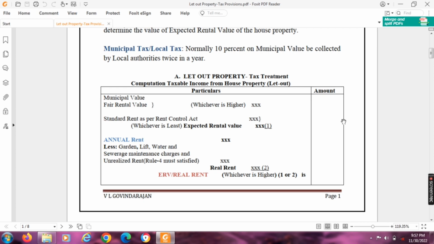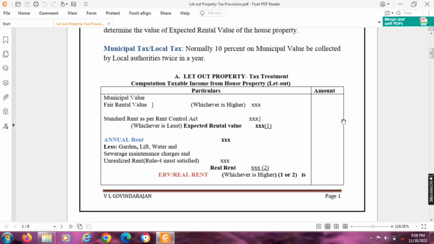Let us see the tax treatment of the let out property. First one, municipal value or fair rental value. Out of these two, whichever is higher? We have to compare standard rent with that value. Whichever is least, that value is called expected rental value.